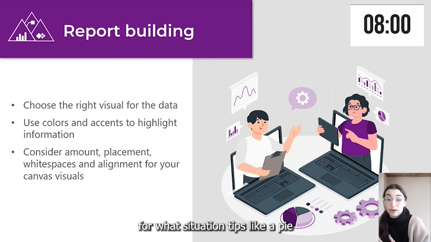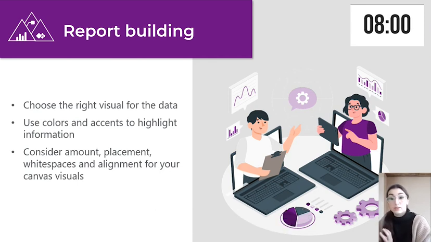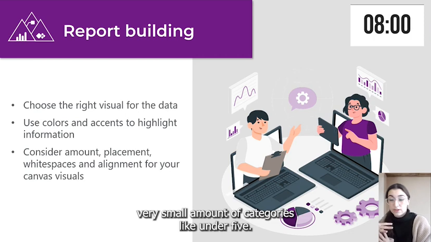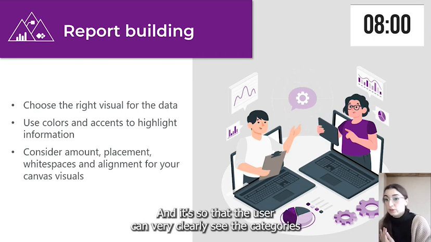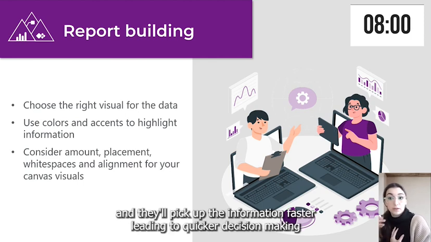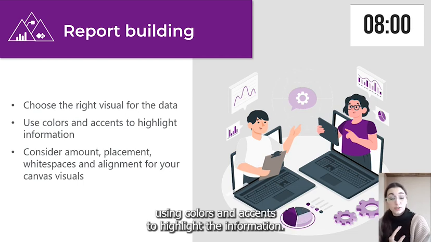Tips like, if you're going to use a pie chart, it should only be used for a very small amount of categories, like under 5. It's so that the user can very clearly see the categories and they'll pick up the information faster, leading to quicker decision making.